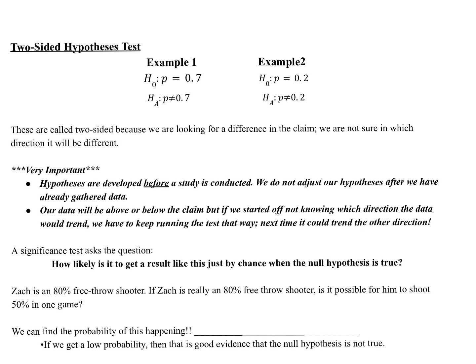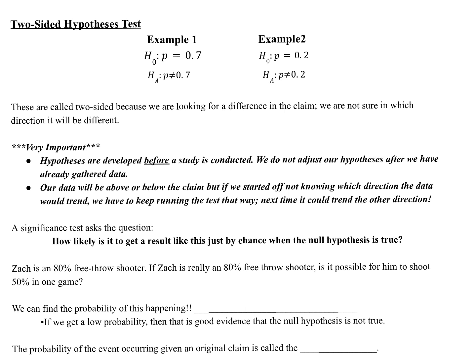A very important thing is that hypotheses are always developed before a study is conducted, and we do not adjust our hypotheses after we have already gathered data, because then your results are biased and they can't be interpreted correctly. Our data will be above or below the claim, but if we started off not knowing which direction the data would trend, we have to keep running the test anyway, because next time it could trend in the other direction. So when we're performing a significance test, we're asking the question, how likely is it to get a result like this just by chance when the null hypothesis is true?